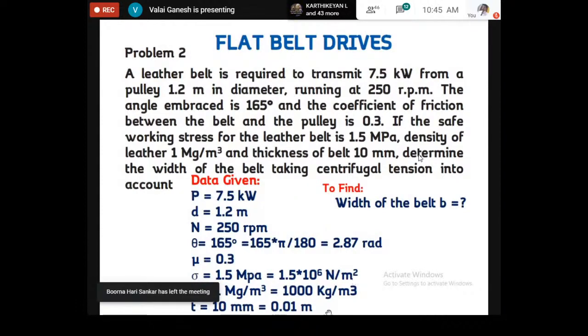And density rho equal to 1 megagram per meter cube, which is equal to 1000 kilogram per meter cube. And thickness equal to 10 millimeter, which is equal to 0.01 meter. For uniformity, I have converted all the units in terms of meter alone. So 10 millimeter is approximately equal to 0.01 meter. From that we need to find the width of the belt by considering centrifugal tension into account.